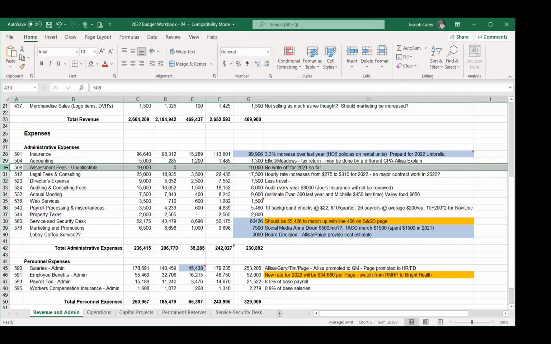Assessment fees uncollectible. This is a number that we keep in the budget. It's advisable to do it in case there's write-offs because of total non-payment of HOA fees. This hasn't happened in a while. We didn't have any write-offs last year either, did we? We haven't had any write-offs for a couple of years.